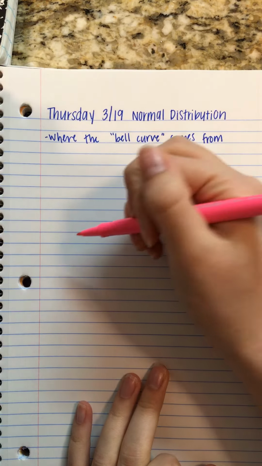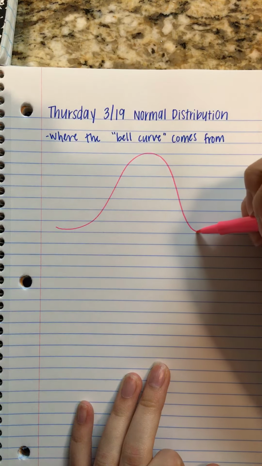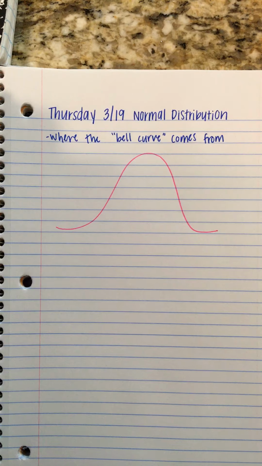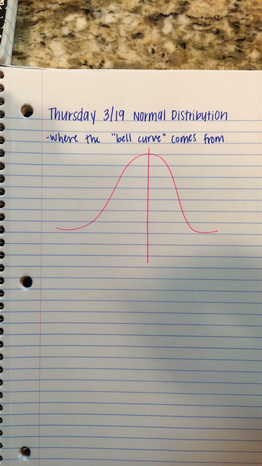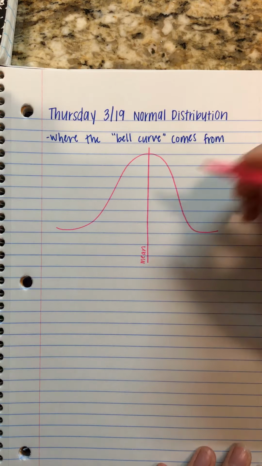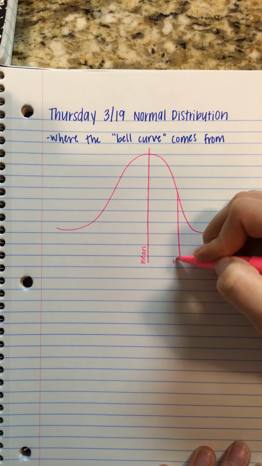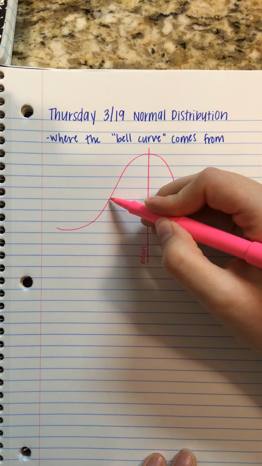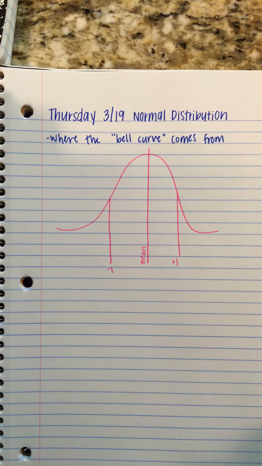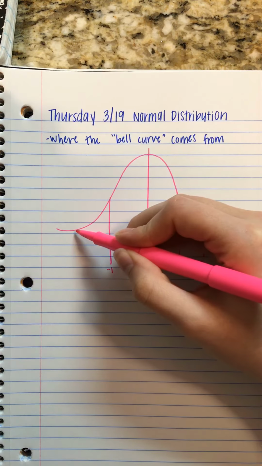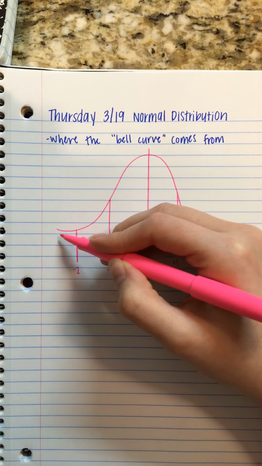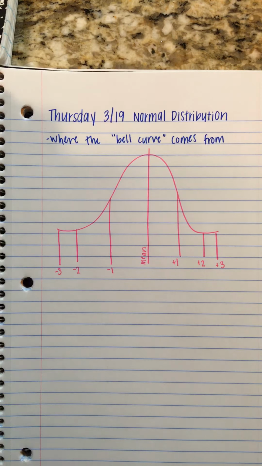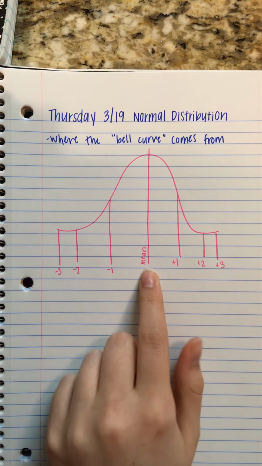So for example here, I've got my bell curve. And our standard deviation is going to help us break this up into pieces. Right in the middle of our bell curve is where our mean is at. Then we can go plus 1 standard deviation, minus 1 standard deviation, then plus 2 standard deviations, minus 2 standard deviations, and then on the very end here, plus 3 and minus 3.